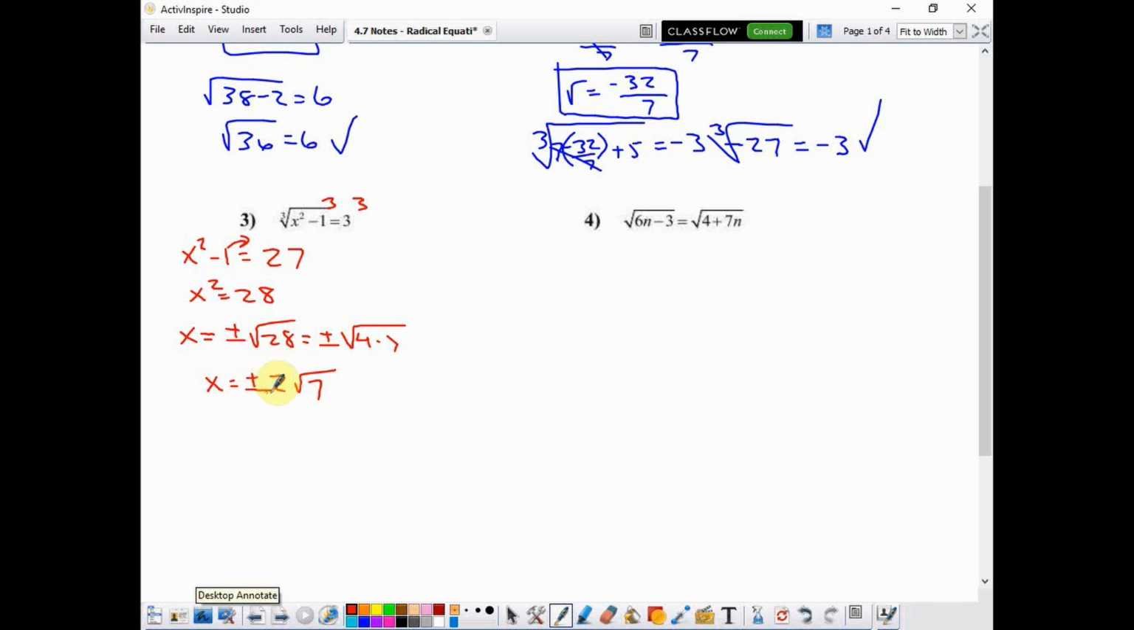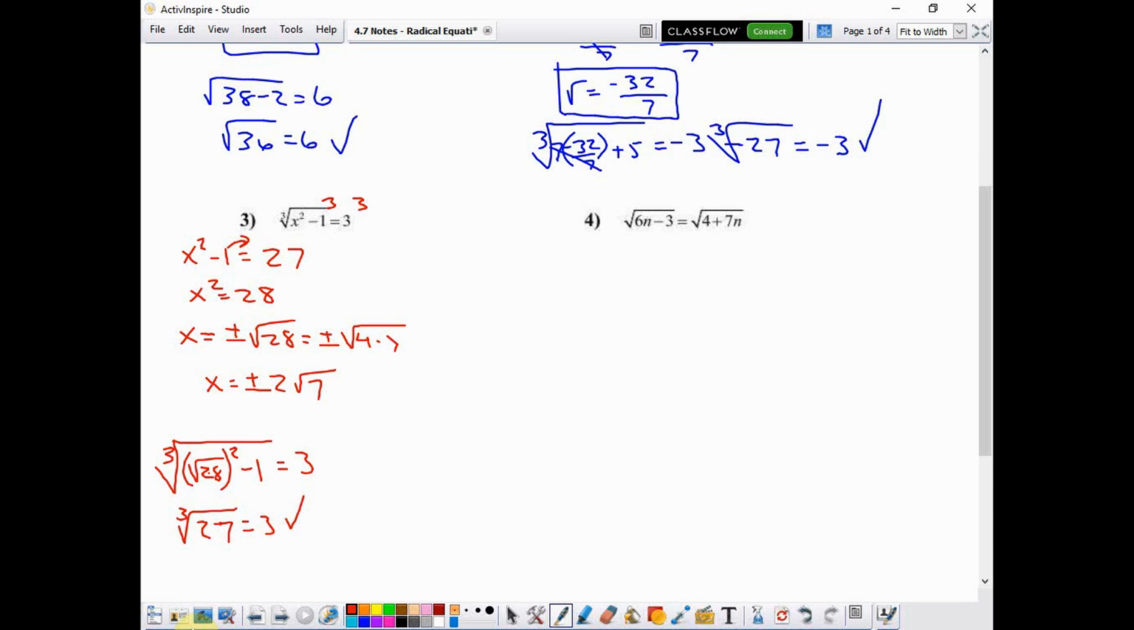So I've got two solutions this time that I need to check. When I check them, I'm not going to put in my simplified version. I'm going to put in the square root of 28. So cube root of the square root of 28 squared minus 1 equals 3. Square root of 28 squared is 28. Minus 1 is 27. Cube root of 27 equals 3. And if I type that in my calculator, I'm going to find that it really is 3.